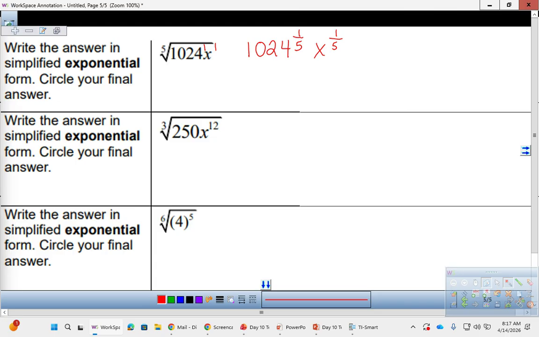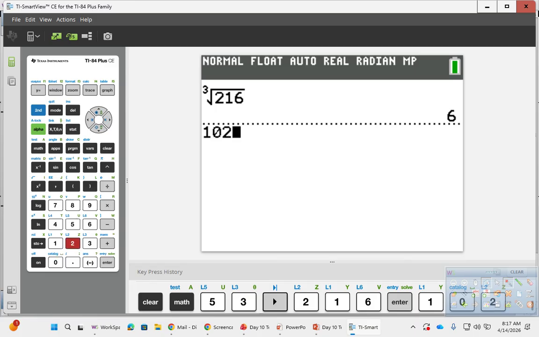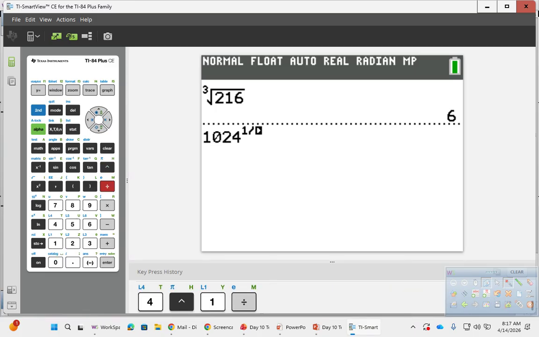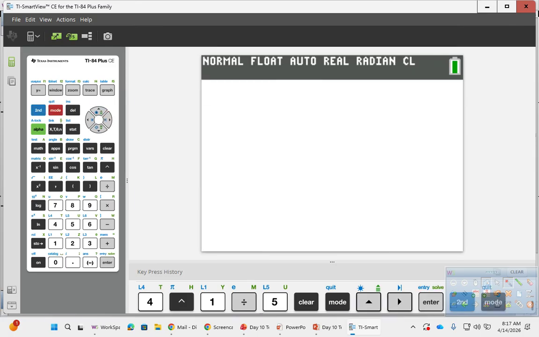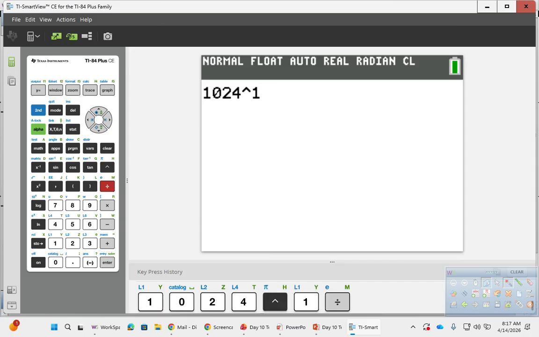Before I can circle this as my final answer, I just need to check two things. One, does this simplify? So can I type that into the home screen of my calculator and get a whole number? So I'll go 1,024 to the power of 1/5. Remember, some of you might need parentheses around the 1/5. If your calculator looks like this, you're not going to get the right answer. You need to use parentheses with this type of calculator around the 1 divided by 5.